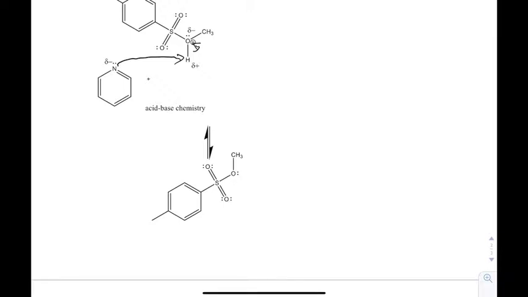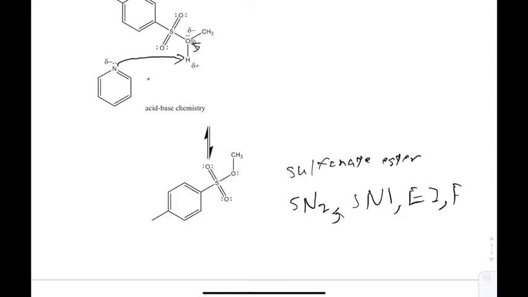For our final example, this sulfonate ester can be used in every SN2, E1, E2, and SN1 mechanism that we have learned before. It just depends on what reagent is used next. And the reason for this, as stated before, is the sulfonate ester is a good leaving group because of the resonance structures. So it can be used in a variety of reactions.